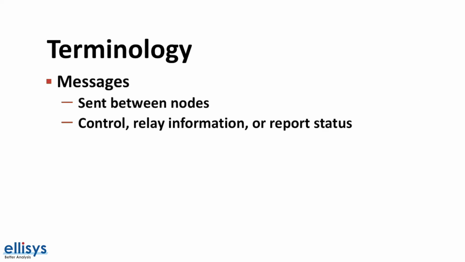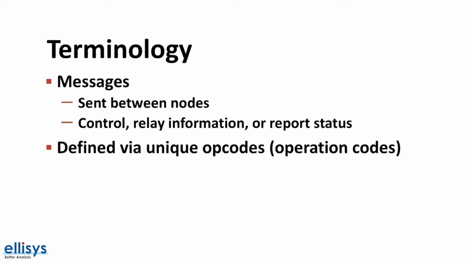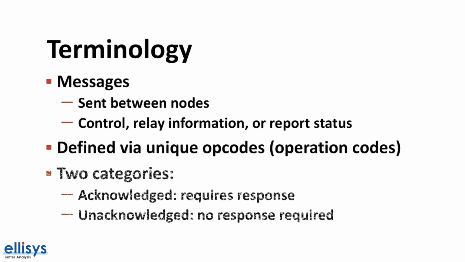Nodes within a mesh network send messages to each other. Now, these messages are used to control a node, relay information between nodes, or to report status to each other. Message types are defined via unique opcodes, or operation codes. There are two categories of messages. Those include acknowledged messages, which require a response from the receiver node or nodes, and unacknowledged messages, which do not require responses. Responses serve two purposes. They allow confirmation of receipt of the message, as well as sending back data related to the message that was received.